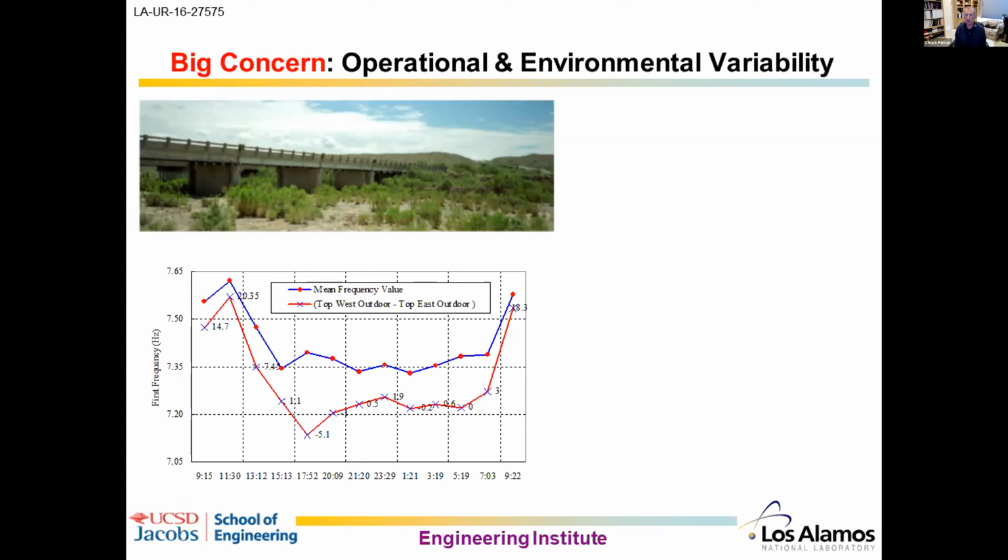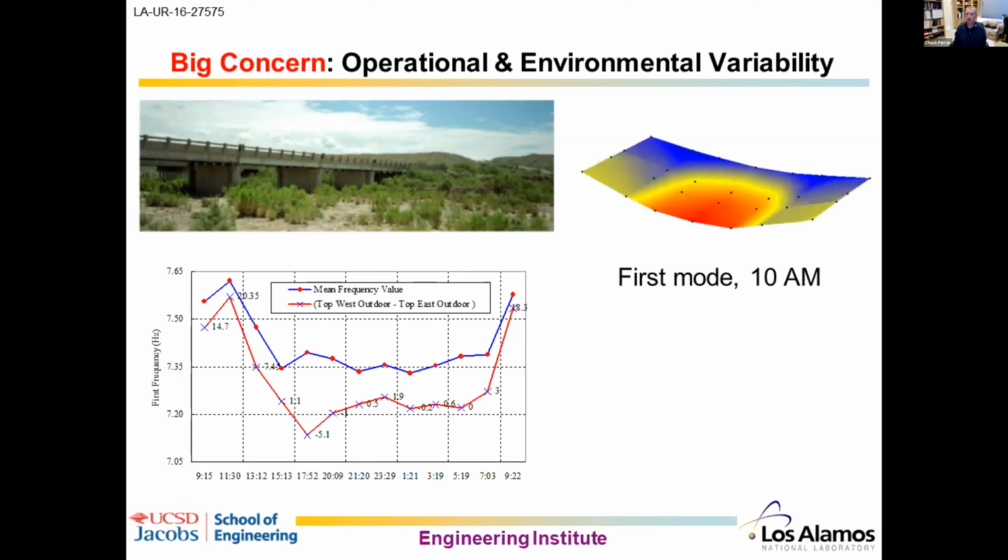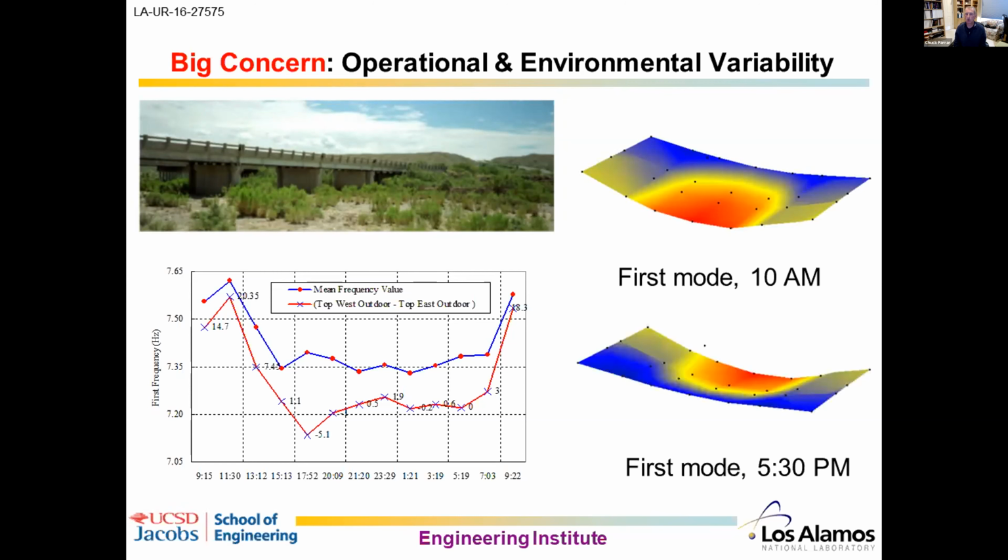It's the temperature differential. And you can see this effect in the mode shapes. The bridge is symmetric about the center line, so we should see a nice symmetric first bending mode, but you see it skewed to one side in the morning and the other side in the afternoon. If you can't account for this variability, again, you'll run the risk of getting false positive indications of damage.